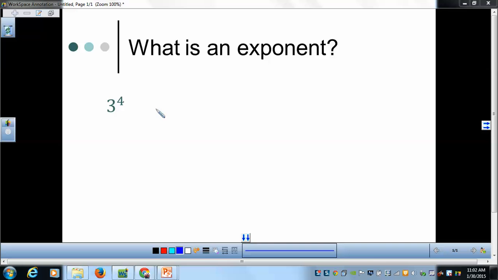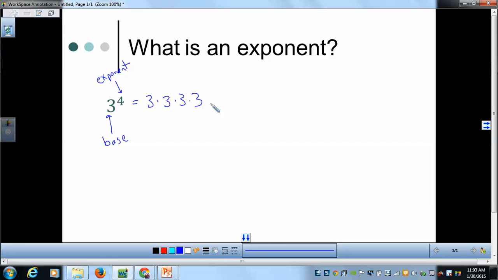So an exponent is really just shorthand notation for multiplication. So when we look at an exponent, there are two pieces. We have the base, all right, and then we have the actual exponent. Now, the exponent is telling us how many times to multiply the base. So if I have 3 to the 4th power, that really means I need to multiply 3 4 times.